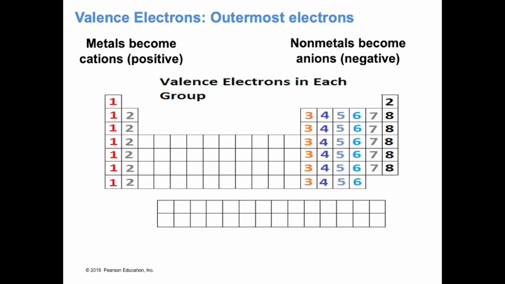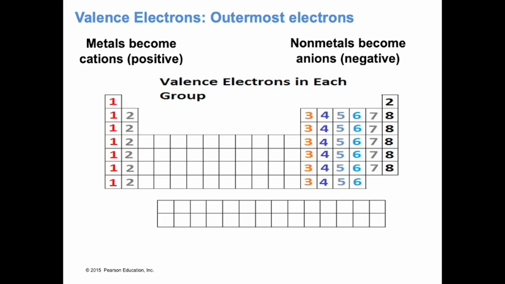The reason that that row is done with only 2 elements in the first row is because the first shell can only hold 2 electrons. Then I can ask you, well, how many electrons can the second shell hold? Well, applying that same logic, you would just count the number of elements in the second row. 1, 2, 3, 4, 5, 6, 7, 8. There's 8 elements in the second row. That means the second shell can hold 8 electrons.